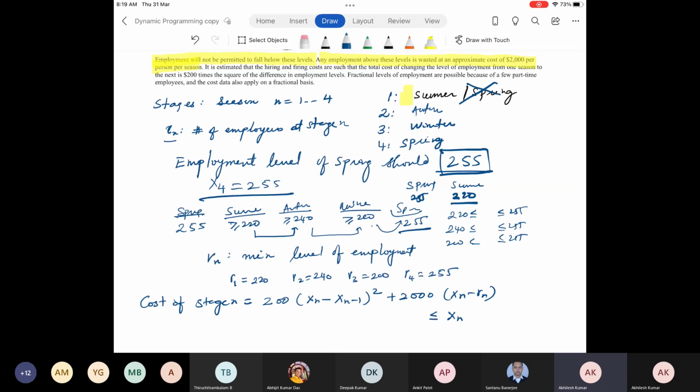Now we can put an upper limit and lower limit on Xn. What is that? Rn and 255. Do you agree? So in any season, Xn cannot exceed 255, and minimum it should be at its requirement level. Suppose R1, then 220, R2, then 240, and so on. Good so far?